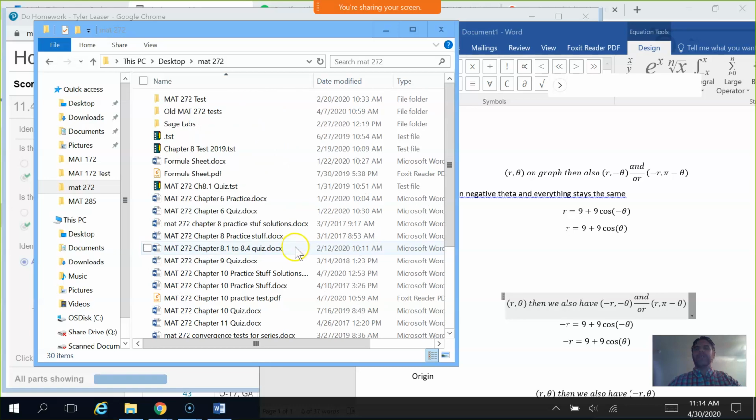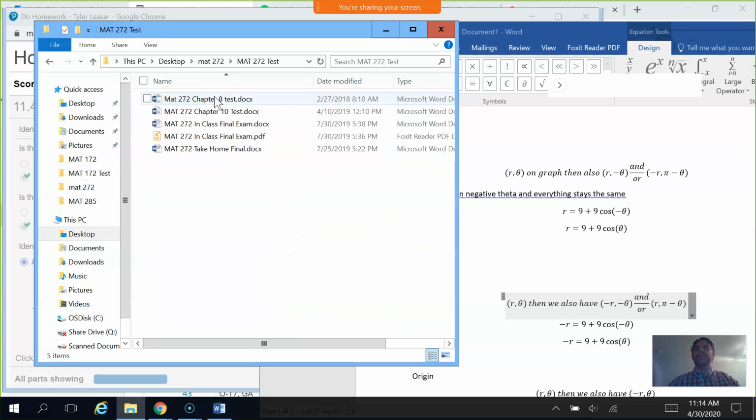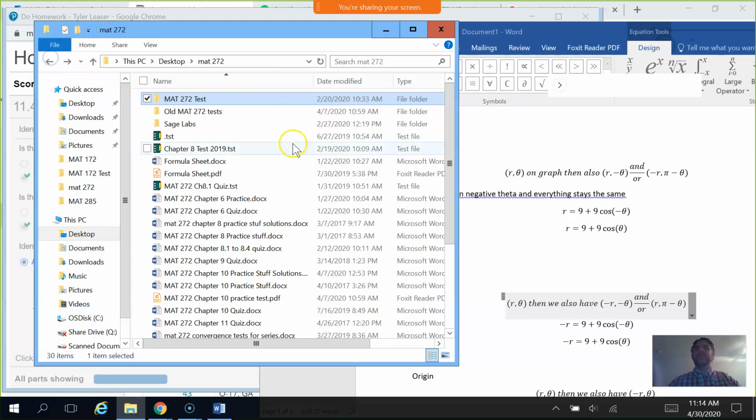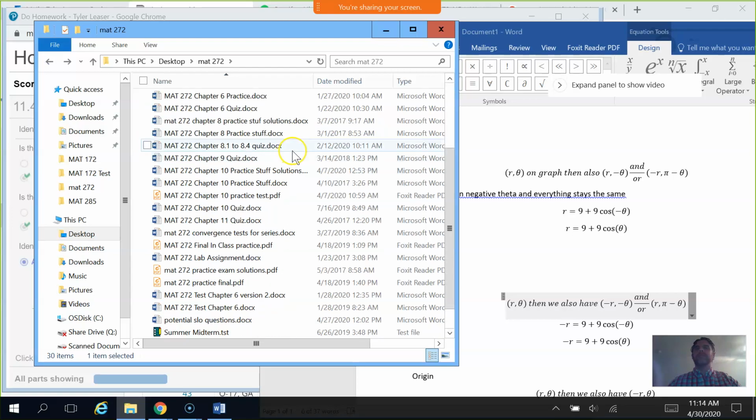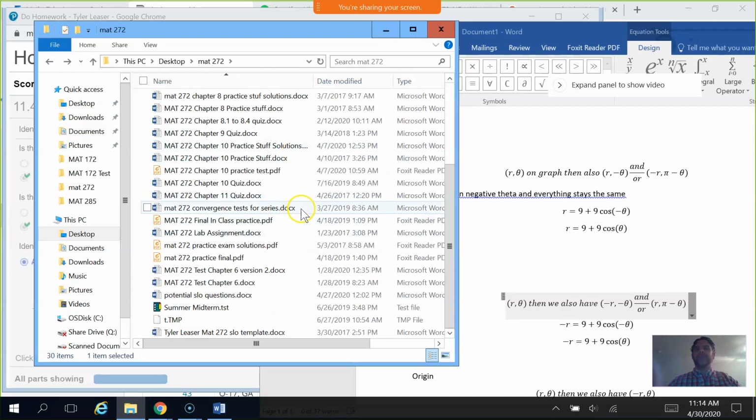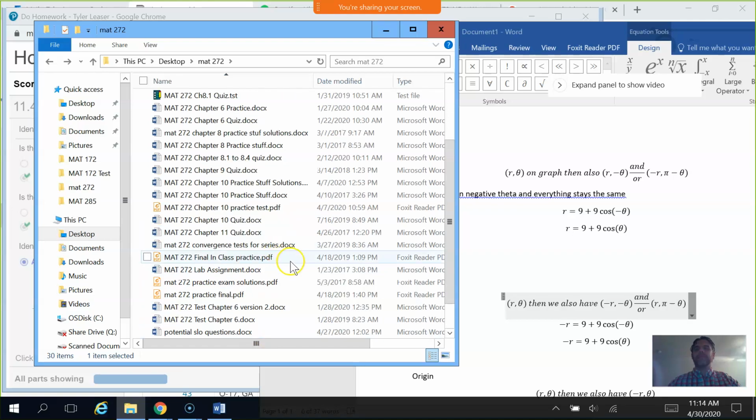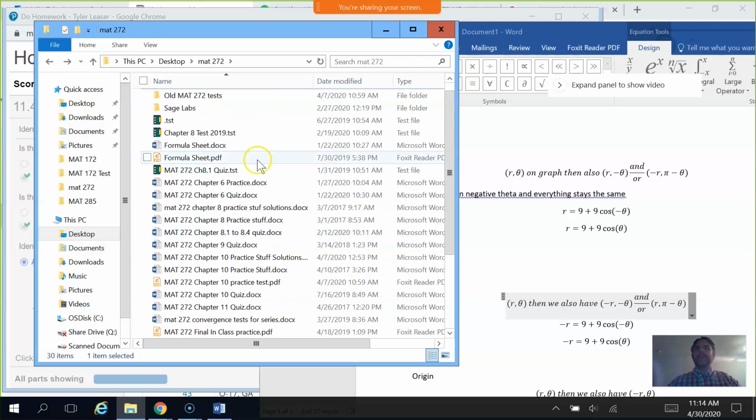What was I looking for? Formula sheet, that's what I was looking for. Oh, let's see what this is.